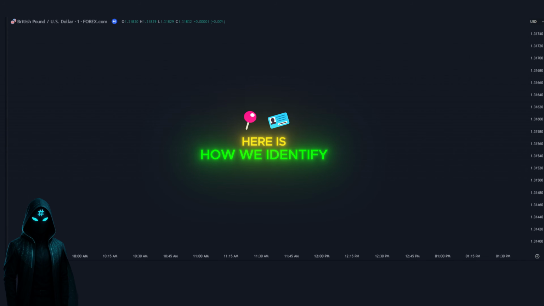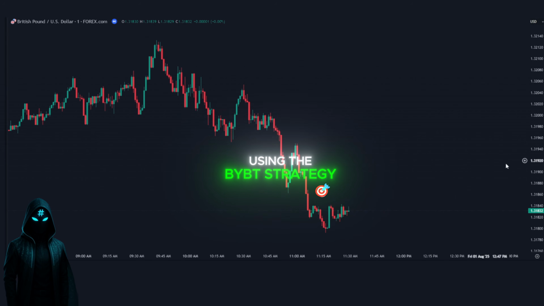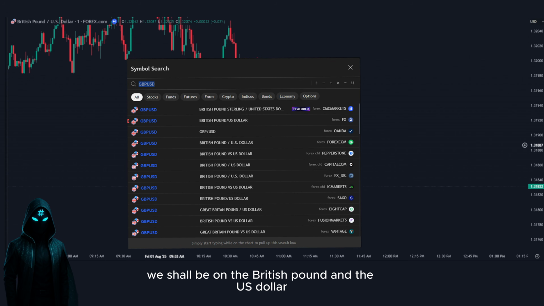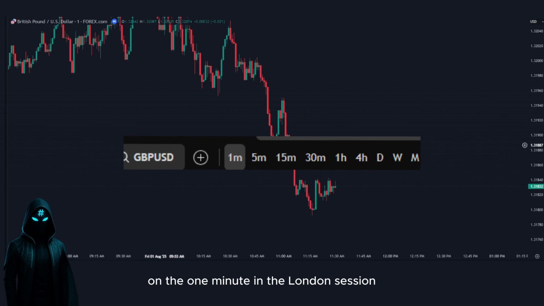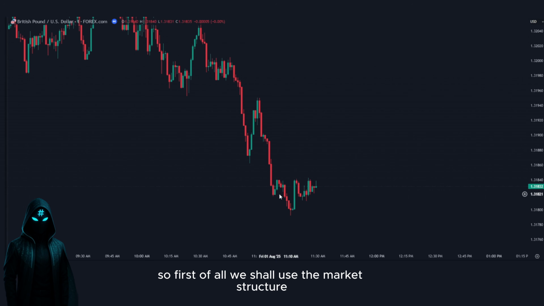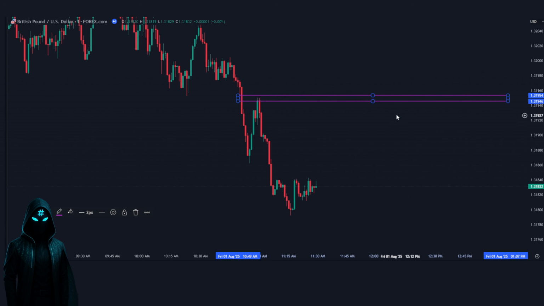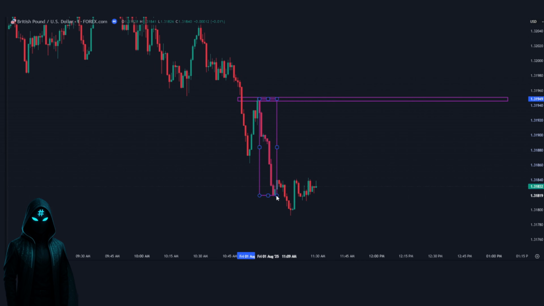Here is how we identify our bias using the BYBT strategy. We shall be on the British pound and the US dollar on the 1 minute in the London session. So first of all, we shall use the market structure, identifying the high, and that lower high is giving us our first directional bias.